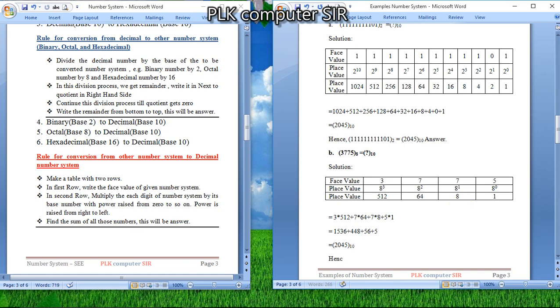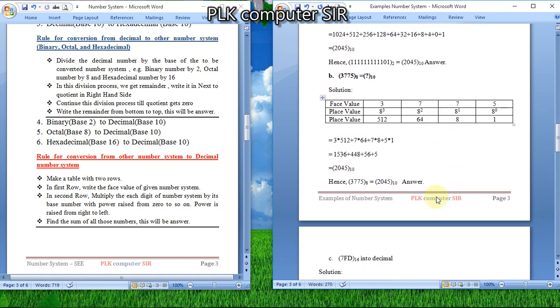Okay, we can write hence 3775 base 8, sorry, in number systems it is sometimes difficult to write. So 2045 base 10, okay, so it is the answer. I hope you are understanding, my dear students.